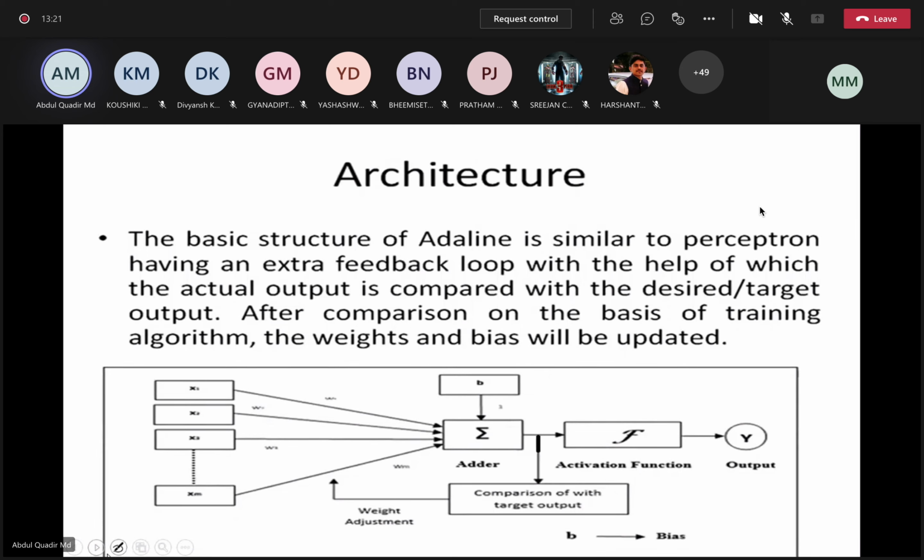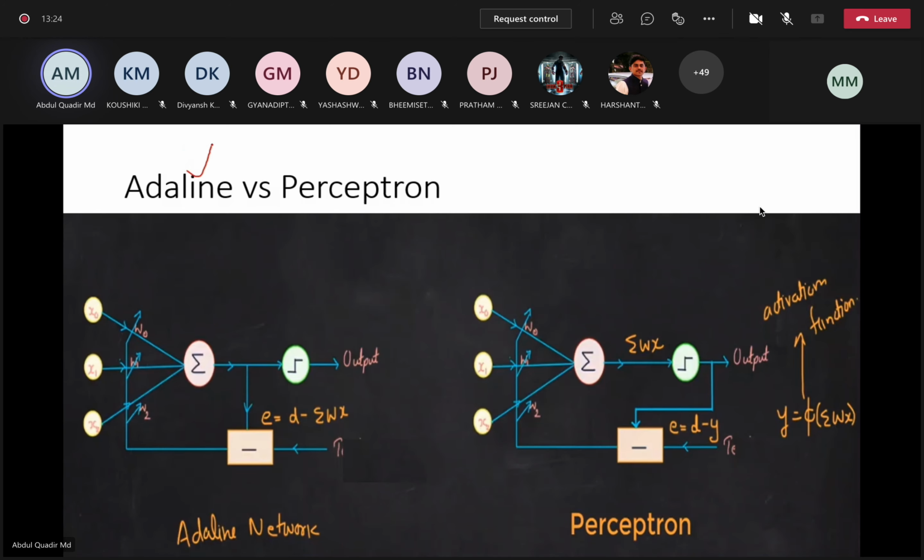Now, please understand, I will tell you here. The main difference between Adeline and perceptron is, what did we do for perceptron, students? We did W1 X1 plus W2 X2 plus W3 X3, and then we got some value, 3 or 2 or 1, whatever it might be. Then we put it to the activation function. The activation function produced 1 or 0. Then that activation function value was compared with the target output, and then we found the error, and then we tried to update the weights based on the error.